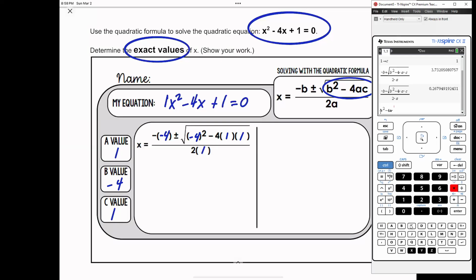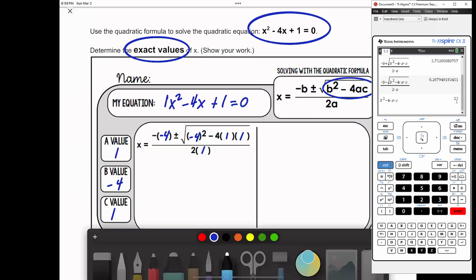By the way, this is called the discriminant. You don't really need to know that name too much. You might see it in Algebra 2, but all it means is the part under the square root. That's what makes it a decimal or not. So now, once I press enter, it tells me that the stuff in here, when you calculate it, is going to be 12. So watch how I answer this.